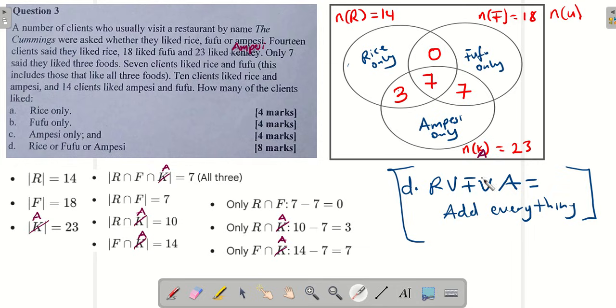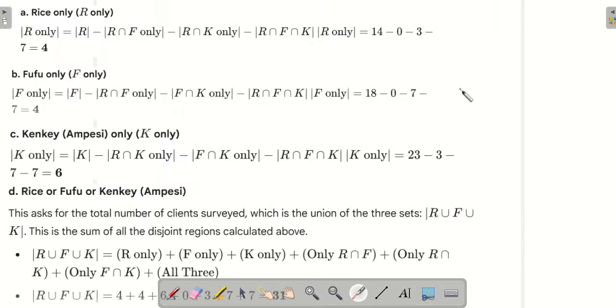Then the R union F union A, add everything here. Since you know this, this, and this, you add everything in the circle, then you get this. So that is using the Venn diagram approach. You can use the other approach, which I don't think you will use. Most of you prefer the Venn diagram approach. So, using the other approach, you have to write the set definition.